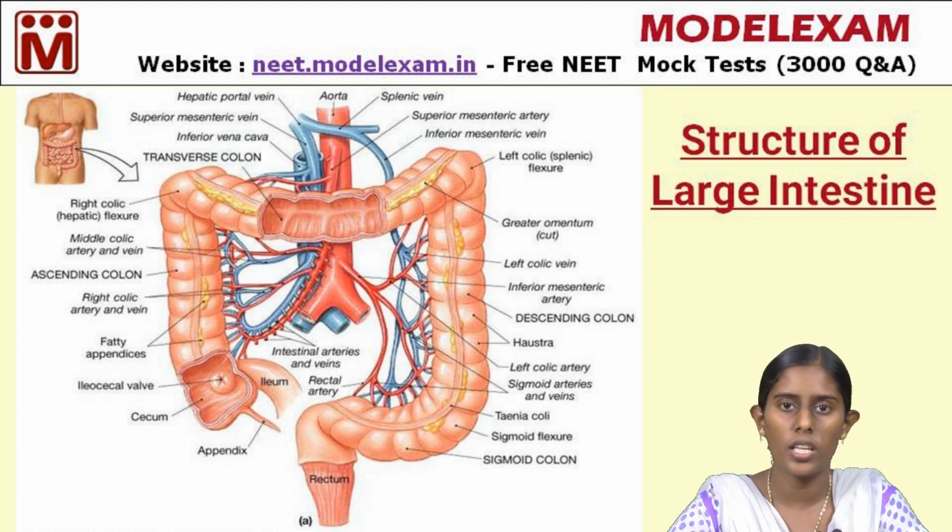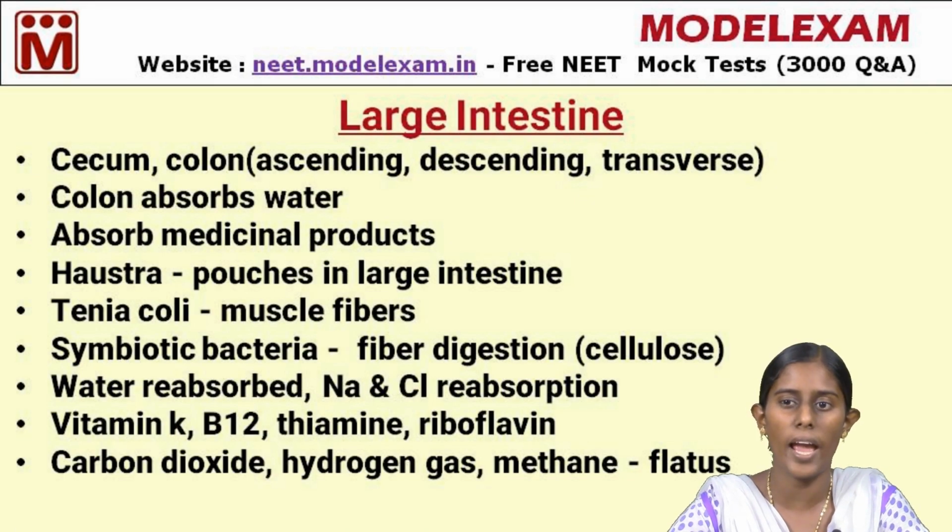These symbiotic bacteria not only help in the digestion process, they also help in the production of vitamin B12, vitamin K, thiamine and riboflavin. These are small materials produced by the action of this bacteria. So symbiotic bacteria are essential to us to complete the digestive process.